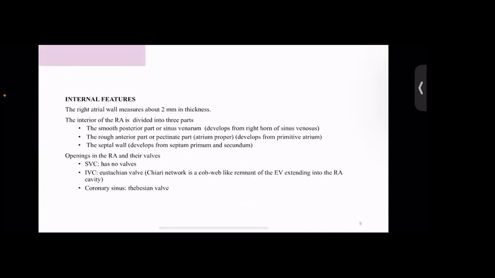Now the internal features of the right atrium. The wall measures about 2 millimeters in thickness, and the interior of the right atrium is divided into two parts. There is the smooth posterior part, which is formed by the sinus venarum, if we remember, during development, where the right horn of the sinus venosus is taken into the right atrium. It forms the smooth part, while the rough part is the pectinate part, which is formed by the primitive atrium, if we remember the cardiac tube when it is divided.